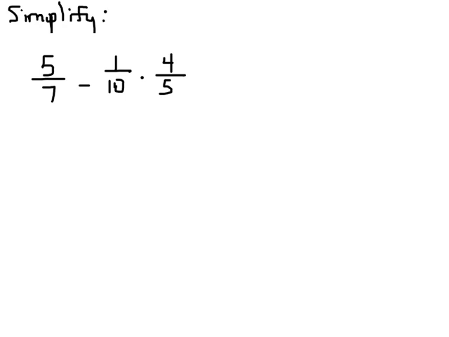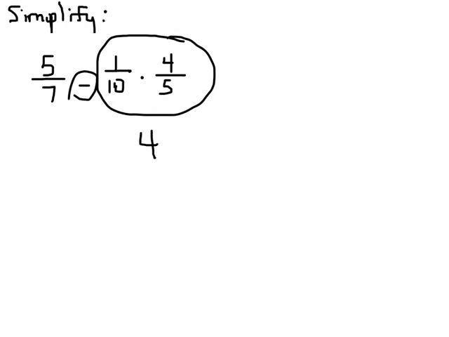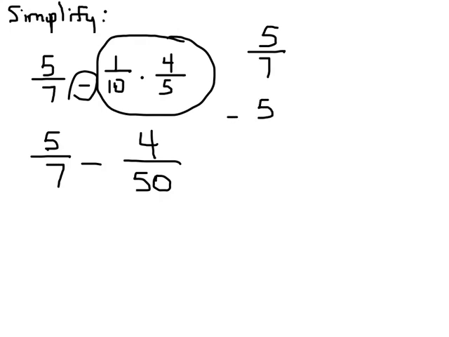In this one we have multiplication that we're going to do before this subtraction. So 1 times 4 is 4, and 10 times 5 is 50. And then I'll bring this down, 5/7 minus 4/50. Then I'm going to have to find a common denominator for 7 and 50. I'm sorry, I wrote that wrong there. That should be a 4 over 50.